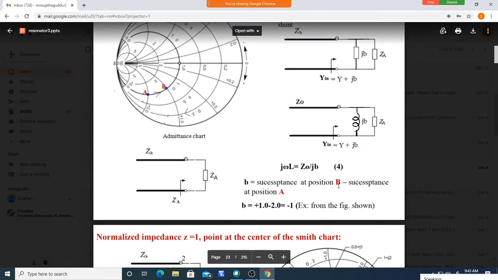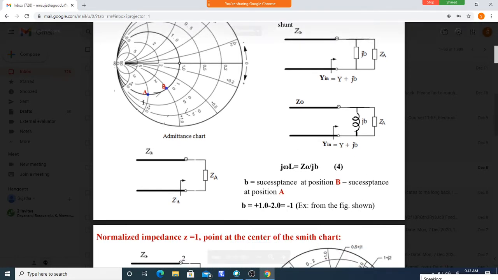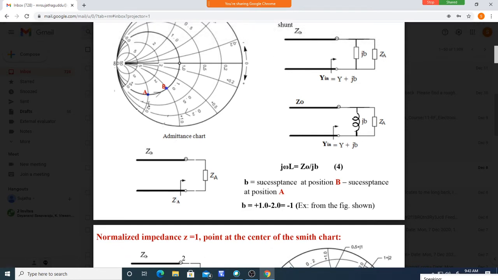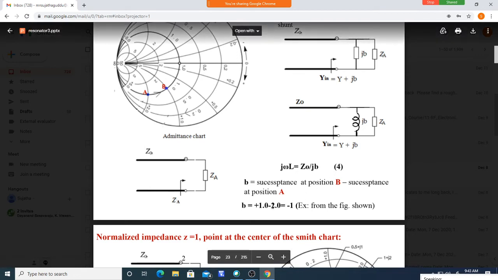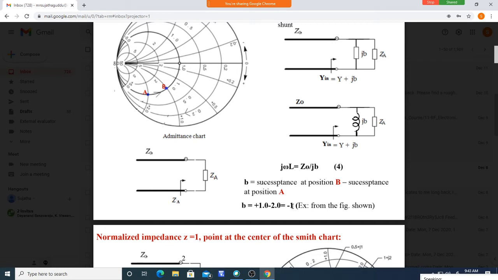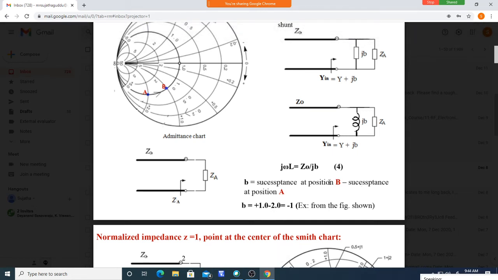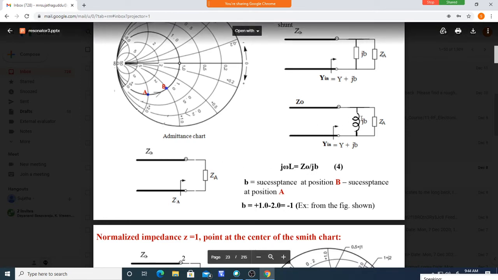Now B: what is the susceptance at B? You take the susceptance circle passing through this point. It is 1, so I have taken plus 1. And take the susceptance value passing through this point. That is, sorry, 2. I have taken 2. 1 minus 2 is minus 1, because this is plus 2 here and this is plus 1. You take the difference, with the minus sign, so it is minus 1. Substitute that here and you will get the inductor value.